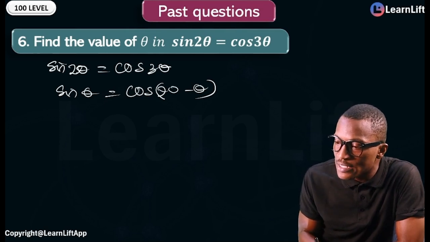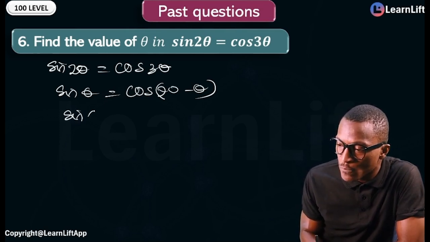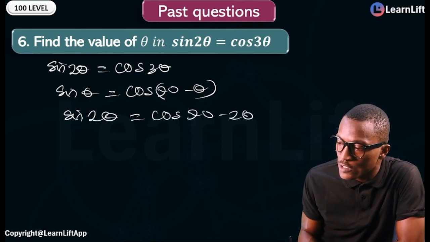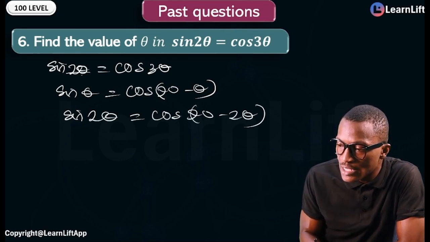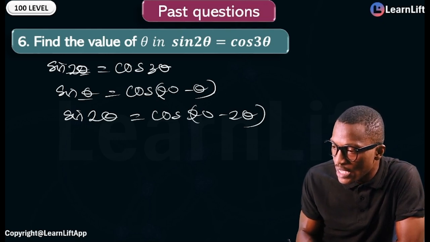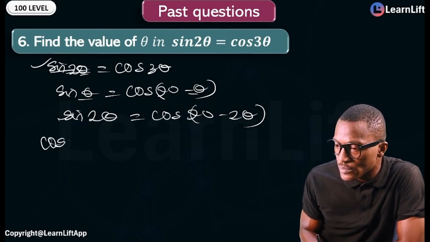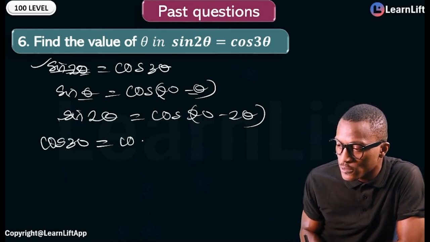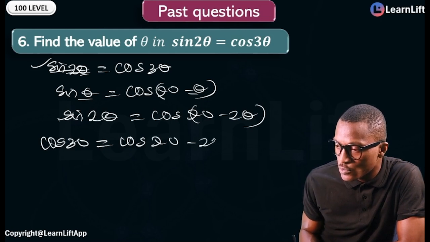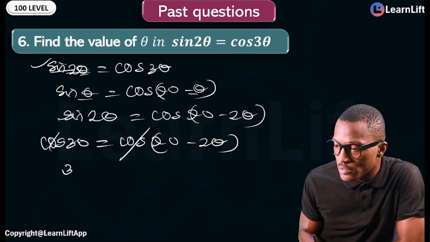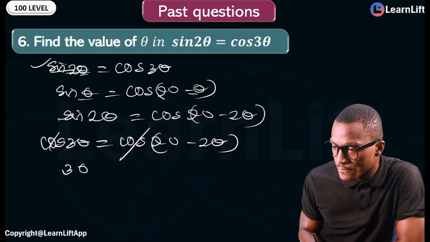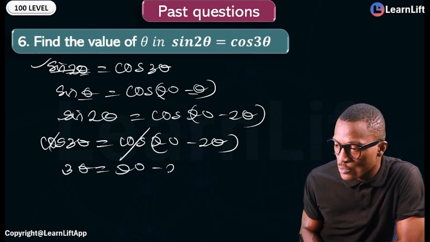So I'll put 2 theta for the sine, that becomes sine 2 theta is equal to cos 90 minus 2 theta. You understand what I'm doing? I'm putting 2 theta anywhere I see it, here and here. This one is the same as this one. Therefore, I'll say that cos 3 theta is the same thing as cos 90 minus 2 theta. Cos cancels cos, because 3 theta is equal to 90 minus 2 theta.